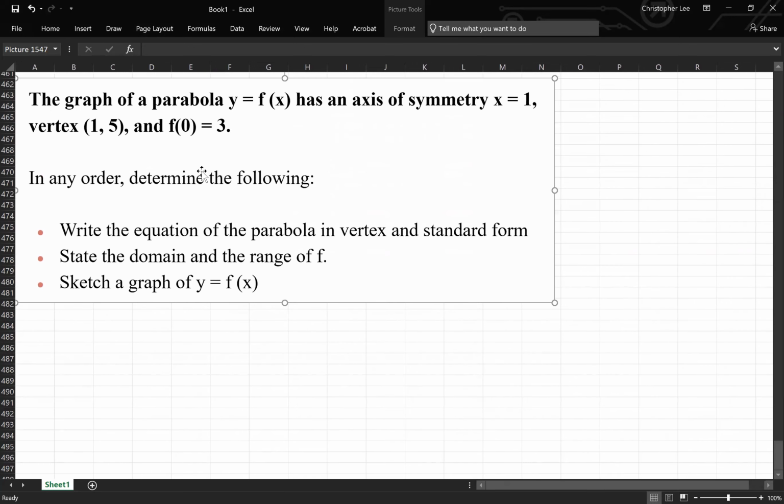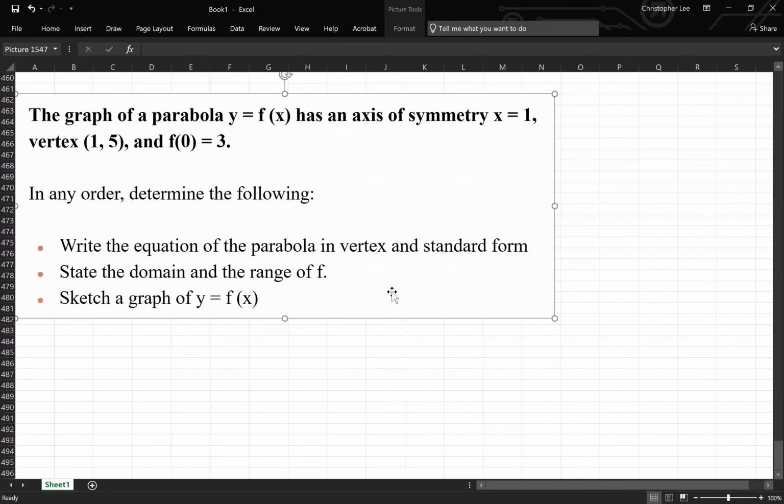All right, let's talk about this. The graph of a parabola, y equals f of x, has an axis of symmetry at x equals 1, a vertex at (1, 5), and f of 0 is equal to 3. In any order, determine the following: write the equation of the parabola in vertex and standard form, state the domain and the range of f, and sketch the graph of it.